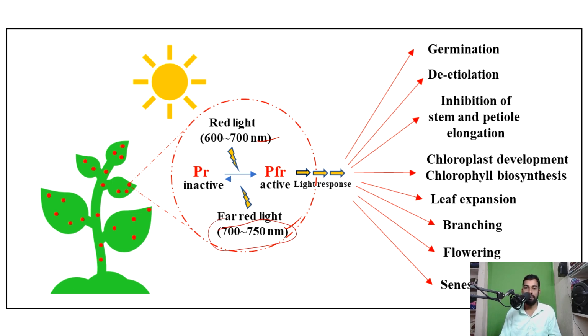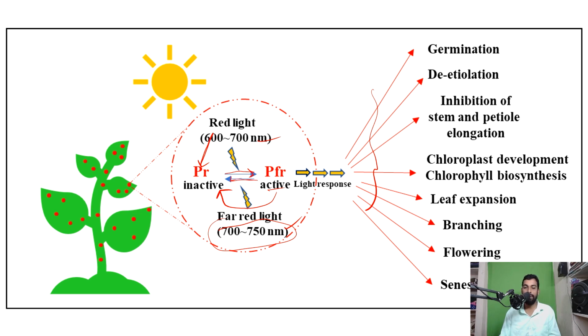Here you can see that it absorbed red light. It is PR. We can see it absorbed red light, that means it absorbed light between 600 to 700 nanometers. So this PR, that is the inactive form, is converted to PFR, that is the active form. This activated form stimulates physiological activities in the plants. So what happened here? Red light converted PR to PFR. Here you can see that light from 700 to 750 nanometers converted PFR back to PR.